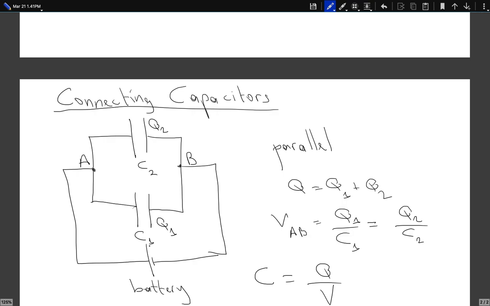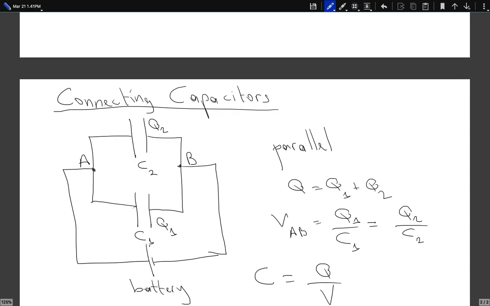Sorry, this is C2, this is C1. So I can calculate the potential difference across this capacitor, which will give me Q1 over C1. Or I can calculate that integral of the electric field along this path. That would just give me the potential difference across that wire, and that would be Q2 over C2 from the definition of the individual capacitances. So we have one relationship already.